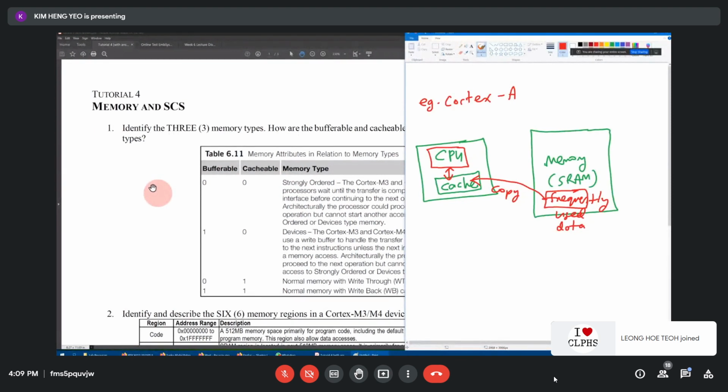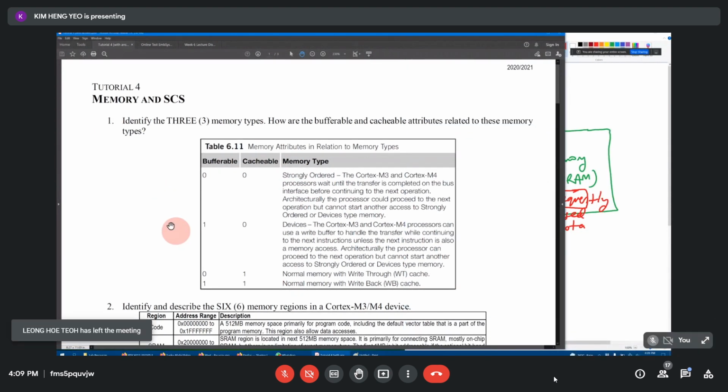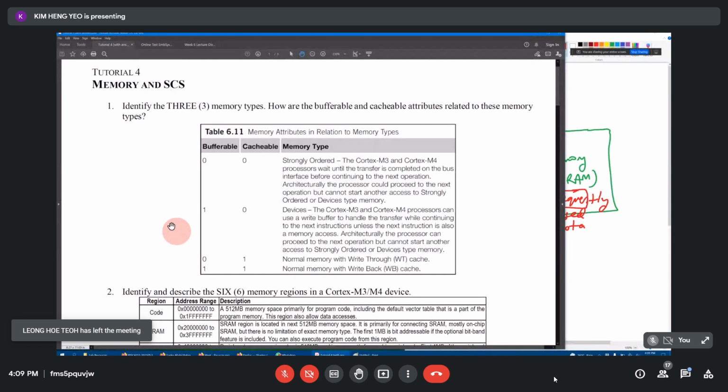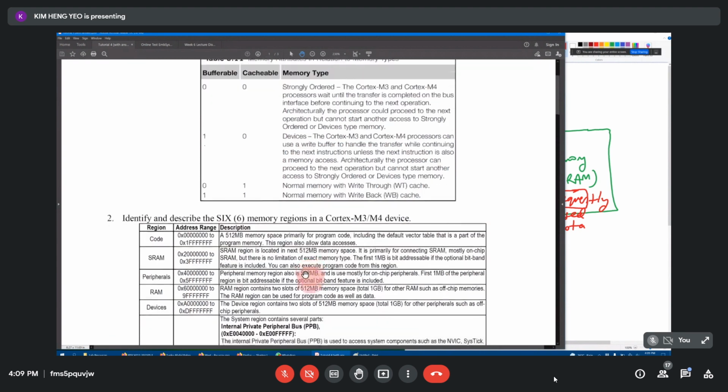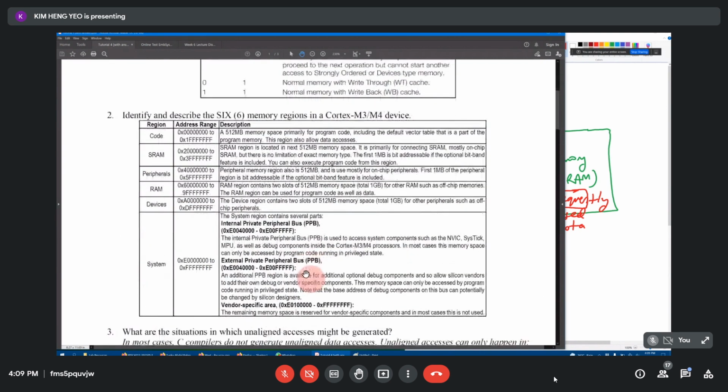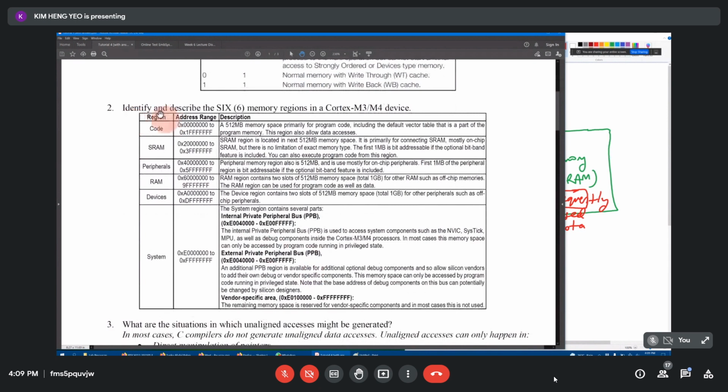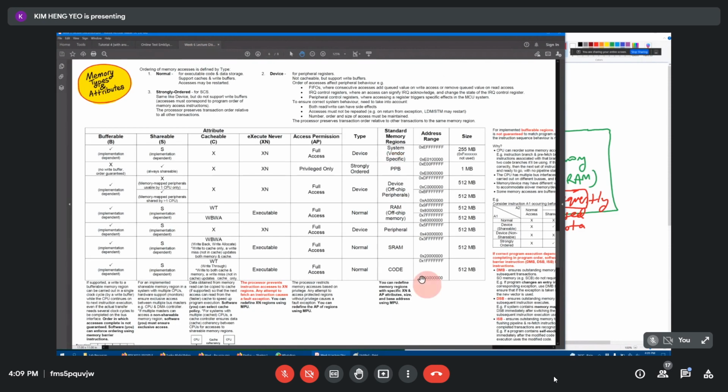Now, next question is just to show you another theory question. After that, we're going to do some exam type questions, some open book exam type questions. I'll just show you another theory question where you can easily find the answer from your lecture notes. Identify and describe six memory regions. So the six memory regions are, like these six memory regions. You got your code region, SRAM, peripheral, external RAM, external peripheral, and system region.